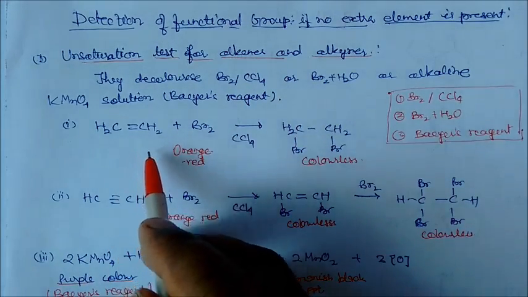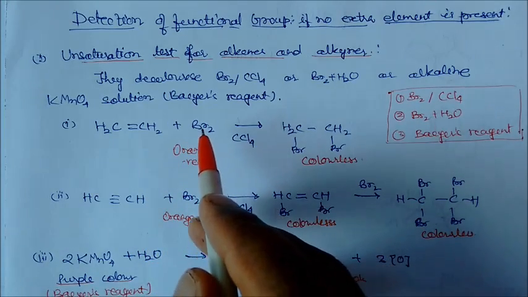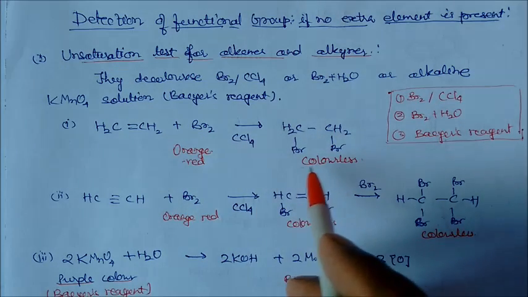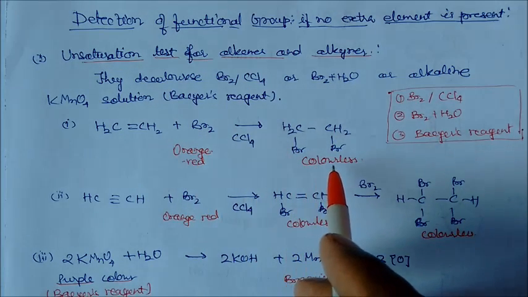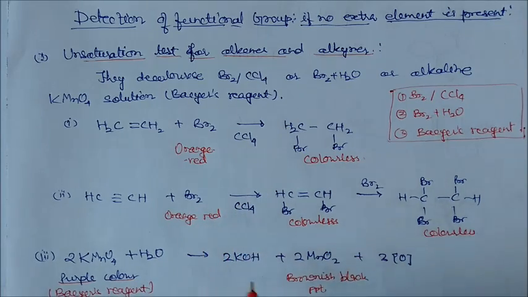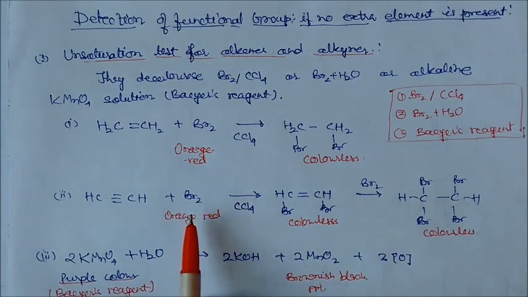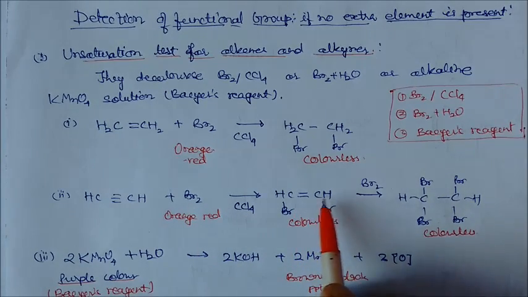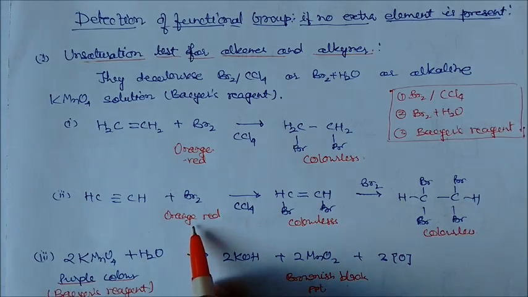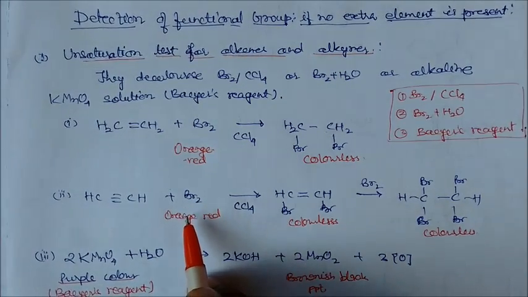This is an alkene. On reaction with bromine in CCl4, the bromine, which is orange red in color, will convert into colorless. Addition of bromine is an anti-addition. So this color will be decolorized. Similarly, if you take an alkyne, in presence of bromine the color is orange red. In CCl4, this will again add and become colorless because bromine is discharged. On further breaking of this double bond, this will become the vicinal tetrabromide. So again the color of the bromine becomes colorless. So this is the test for alkenes and alkynes.